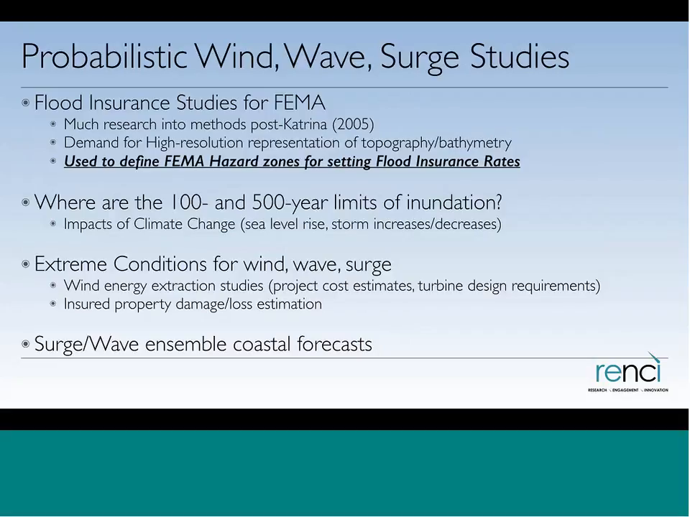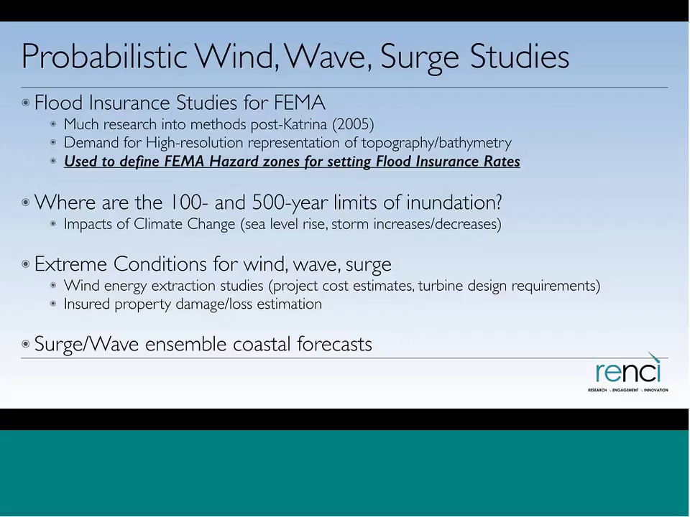And so the general high-level question is, where are the 100 and 500-year limits of inundation? In other words, given a 100-year storm, however you choose to characterize that, where is the water going to go? Because if you're on one side of that line, you pay insurance. If you're on the other side of that line, you may opt not to buy insurance.